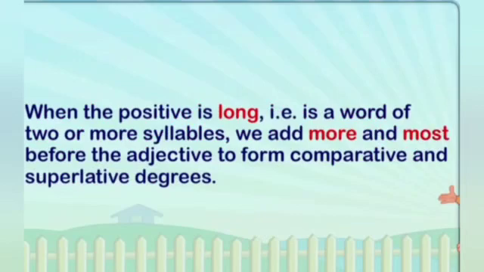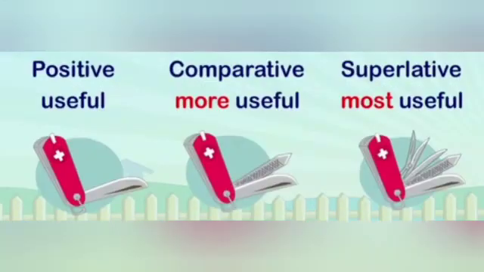Okay, now next rule. When the positive is a long word of two or more syllables, we add more and most before the adjective to form the comparative and superlative degree. For example, useful, more useful, most useful. This rule you have to remember.